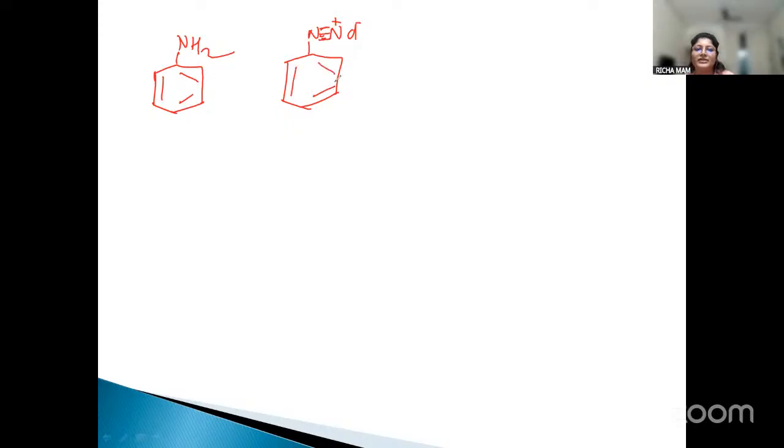When a primary aromatic amine, your aniline, which is a primary aromatic amine, is treated like this, it forms arene diazonium salt, like this: arene N+ triple bond N Cl-. This arene diazonium salt is stable at low temperature only.